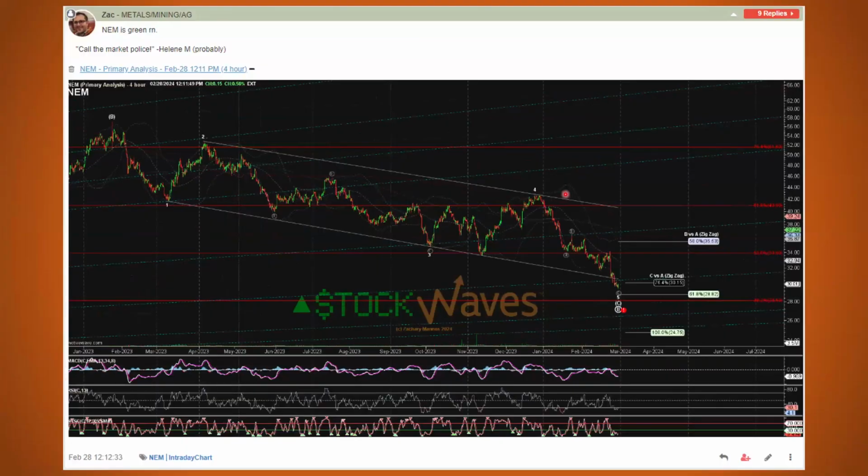So we did talk about NEM before. I want to bring it up here again. We follow NEM very, very closely in the Metals, Miners, and Agriculture service. This is a post from that service.